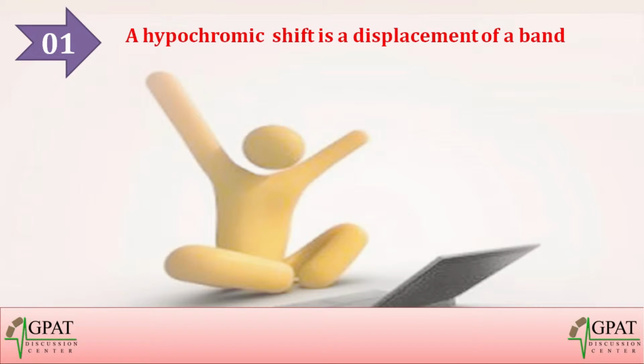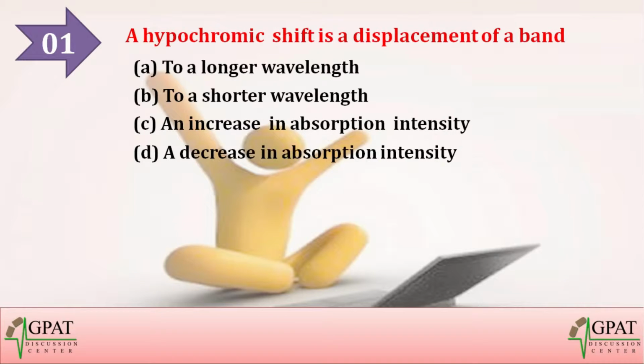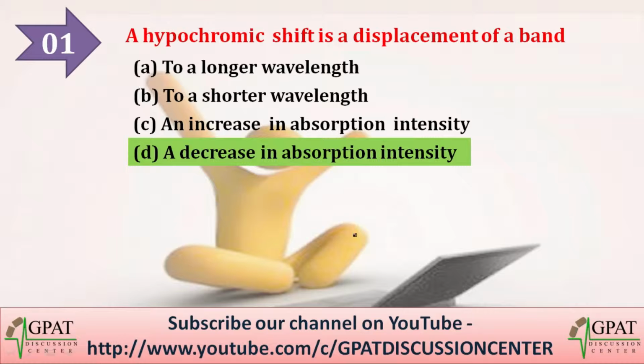A hypochromic shift is a displacement of a band. Options are: option A, to a longer wavelength; option B, to a shorter wavelength; option C, an increase in absorption intensity; and option D, a decrease in absorption intensity. So the correct answer is a decrease in absorption intensity. A hypochromic shift is a displacement of a band towards a decrease in absorption intensity.